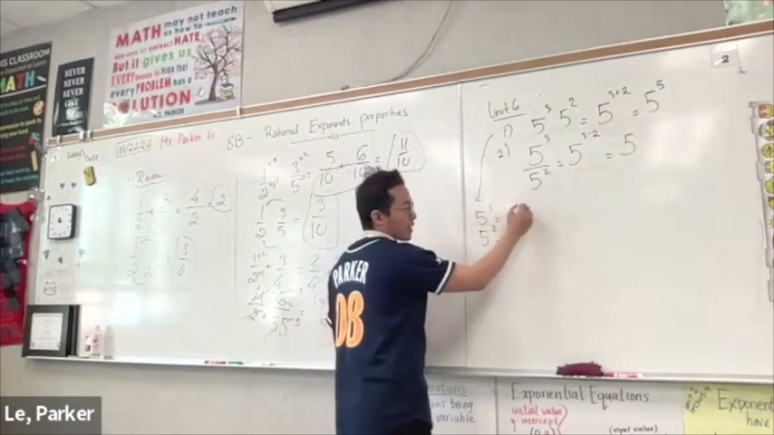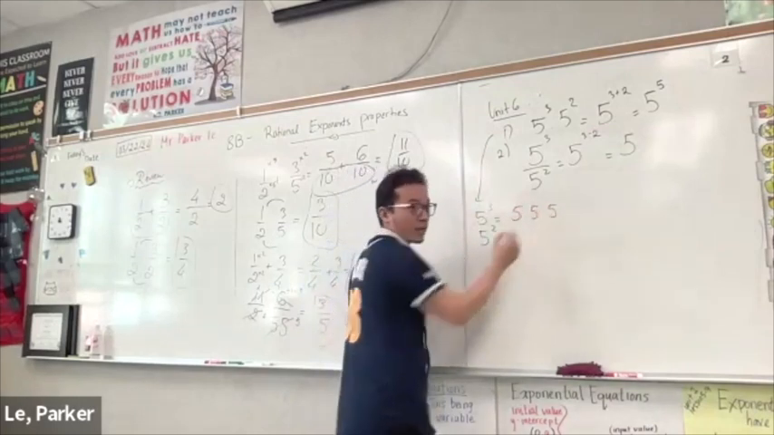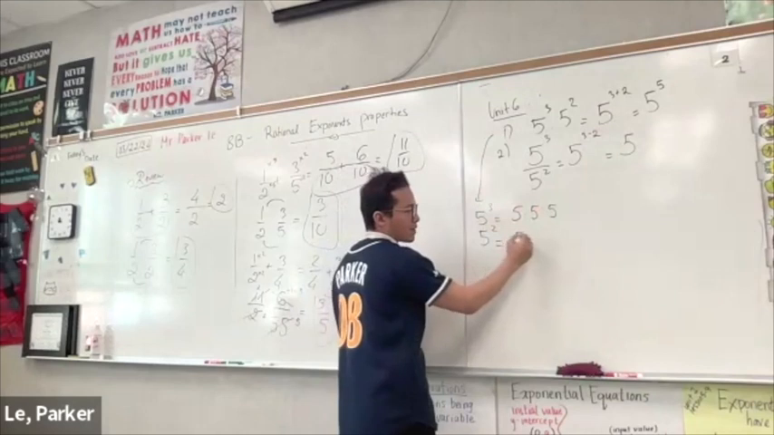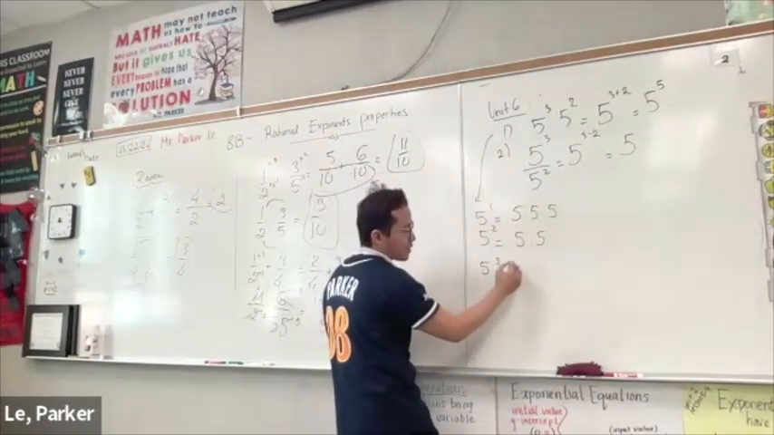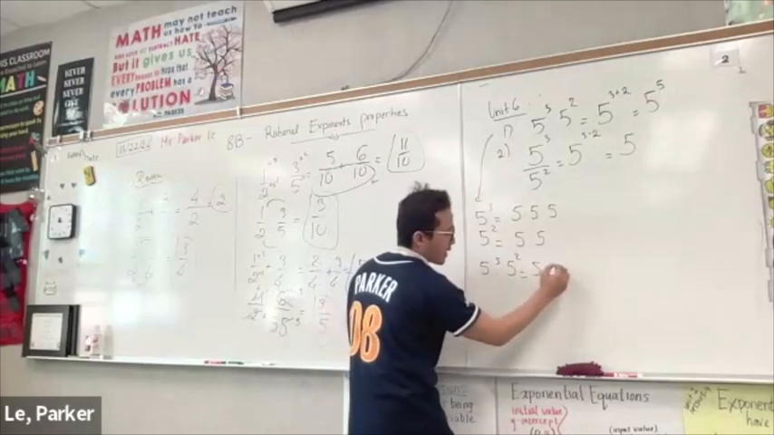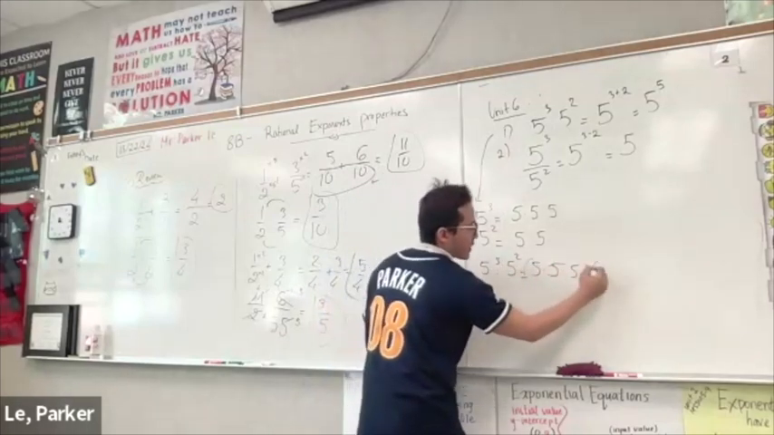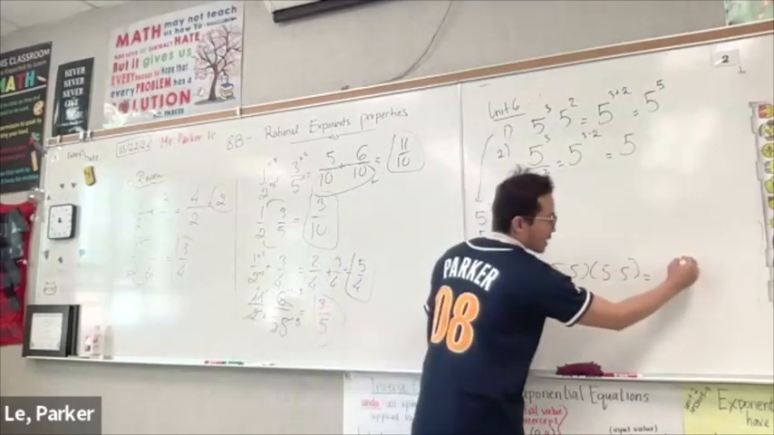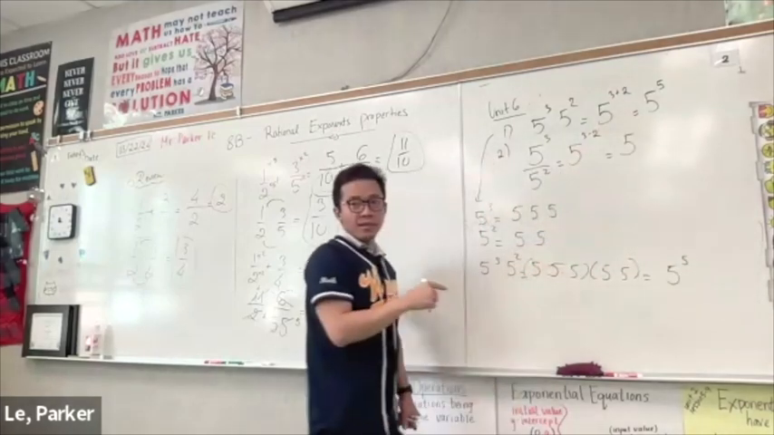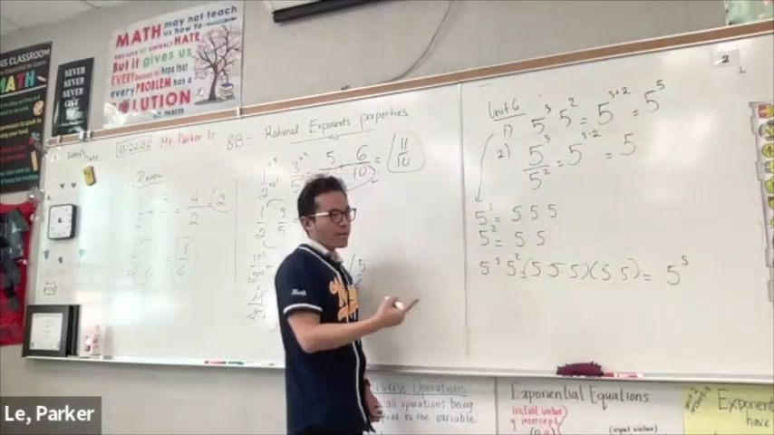5 to the power 3 is what? 5 times 5 times 5, right? 5 to the power 2 is 5 times 5. So if I multiply them together, 5 cubed and 5 squared, I'm going to have 5 times 5 times 5, and then 5 times 5. So how many 5s do I have? That's why you add them. If you understand why you add them, then you can memorize it.